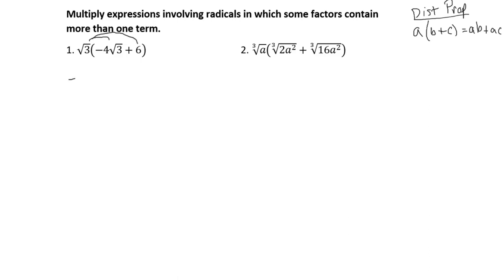So that's negative 4. Square root of 3 times square root of 3 is square root of 9, plus 6 square root of 3. Okay, and so then this becomes negative 4 times 3 plus 6 square root of 3, which is negative 12 plus 6 square root of 3.